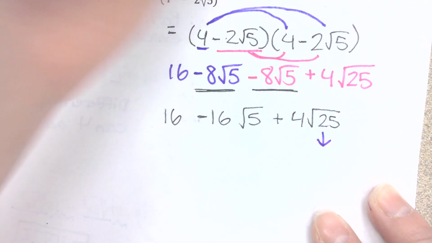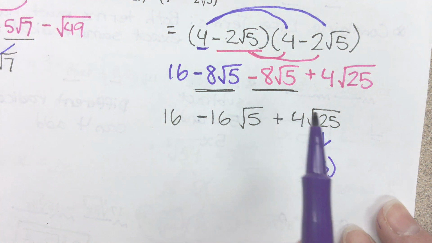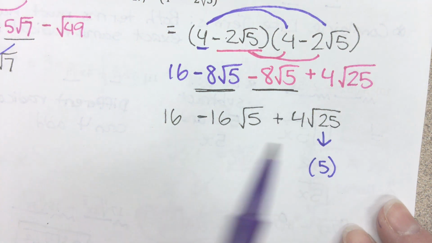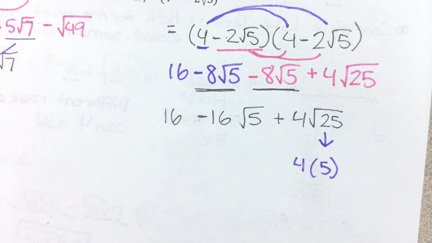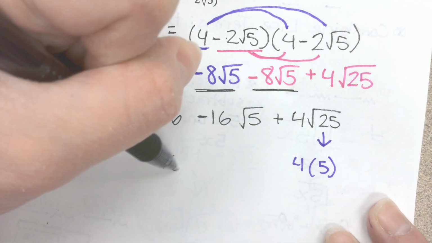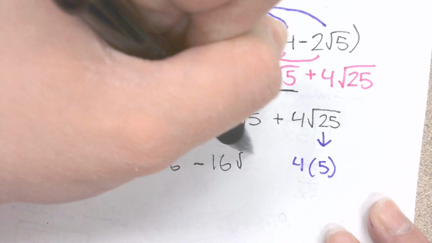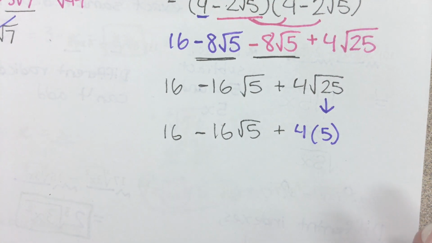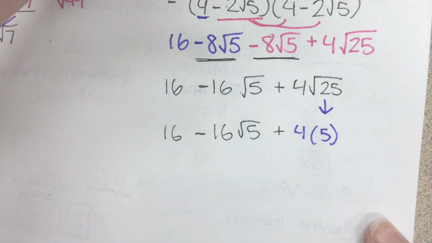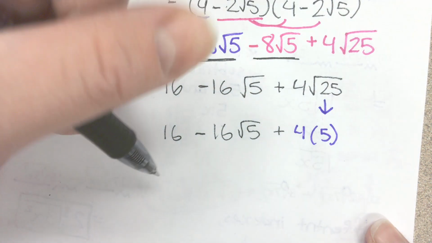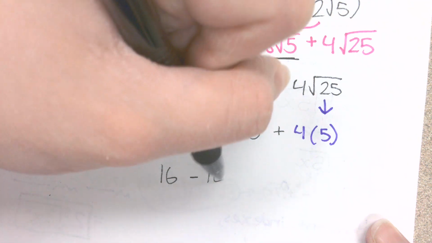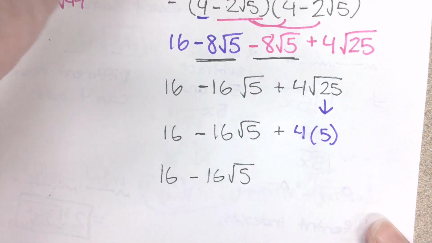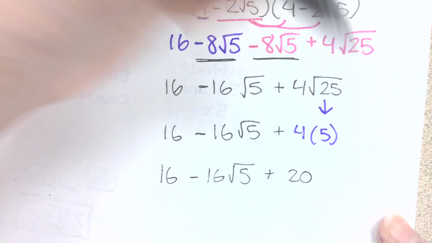We know that the square root of 25 is 5. Remember, this is 4 times the square root of 25. That's what this means. So this turns into 4 times 5. Bring down everything else. 16 minus 16 square root 5, and then there's a plus in front of the 4 times 5. Couple more steps here. Next, I'll multiply the 4 and the 5 together. So we have 16 minus 16 square root 5 plus 20.